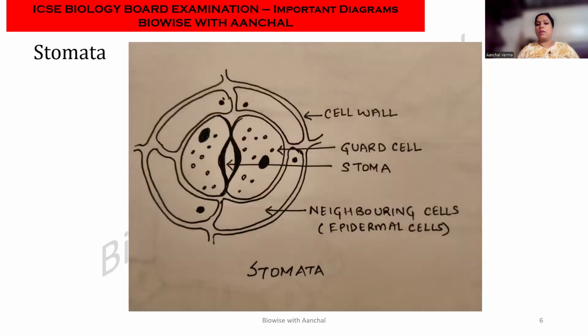This is stomata. The guard cells, remember the inner wall has to be thick, the outer wall has to be thin, and then you should have the opening, that is the stoma. The guard cells should have chlorophyll, chloroplast. You should label it. I have not labeled it. Label it chloroplast. Neighboring cells are epidermal cells, cell wall, guard cells. So this is your stomata diagram. Easy? Do not make a flower, please. Draw the neat labeled diagram of the stomata.